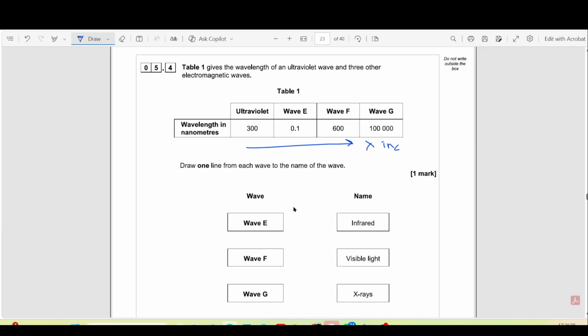Table 1 gives the wavelength of an ultraviolet wave and 3 other electromagnetic waves. Draw one line from each wave to the name of the wave. Wave G is X-ray. No, wave G is not X-ray.